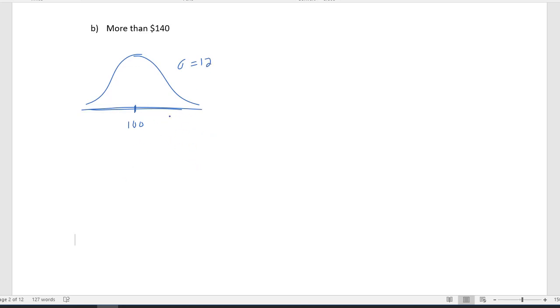So 140, let me go ahead and find the z-score for 140. So let me switch to green, and I'm going to find the z-score, finding the data value minus the mean over the standard deviation. So my data value was 140. I'm going to subtract the mean and divide by 12. And that gives me a z-score of 3.33, rounded to 2 decimal places. And again, I didn't mention this in letter A, but my standard normal tables are typically to 2 decimal places, so I'm going to round my z-scores to 2 decimal places.